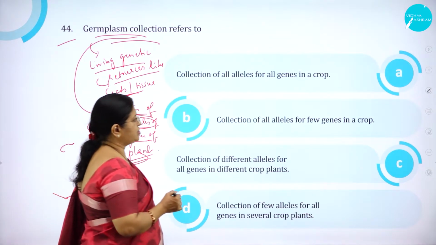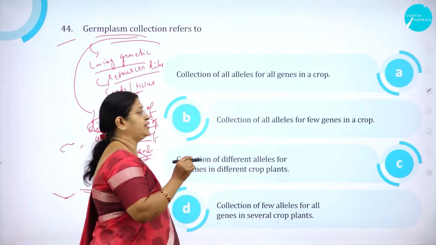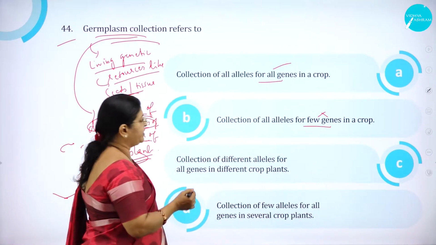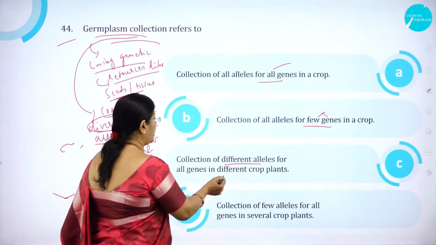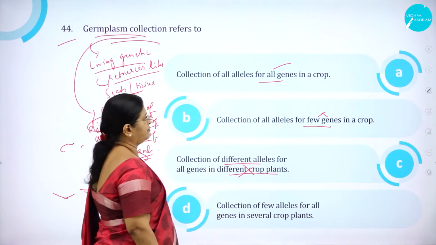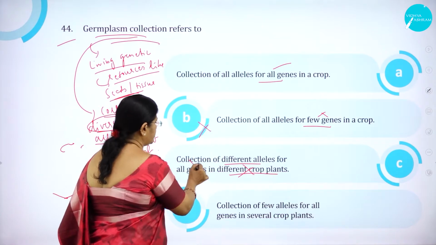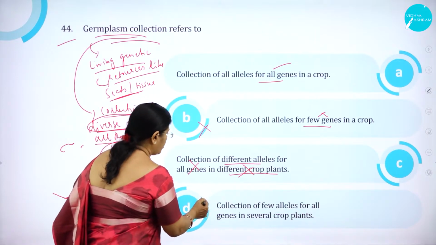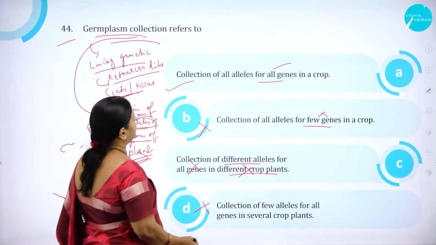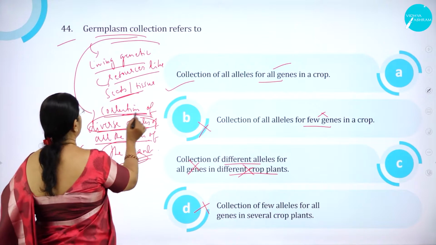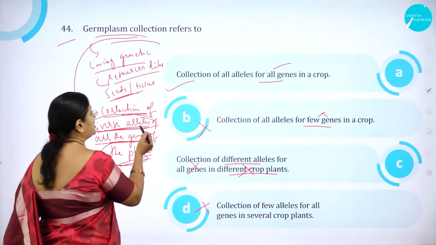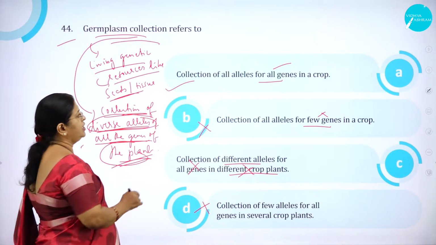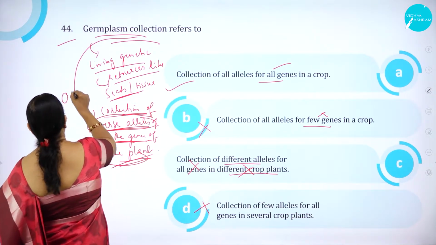Option B, collection of all alleles for fewer genes in a... No, this is wrong. All genes is correct. Collection of different alleles of all genes of different crop plants is wrong. Then this is wrong, this is wrong. Option D, collection of few alleles for all genes in several crop plants. So option A is correct. What is germplasm collection? Collection of diverse alleles of all the genes of the plant. So collection of all alleles for all genes in a crop. So option A is correct.